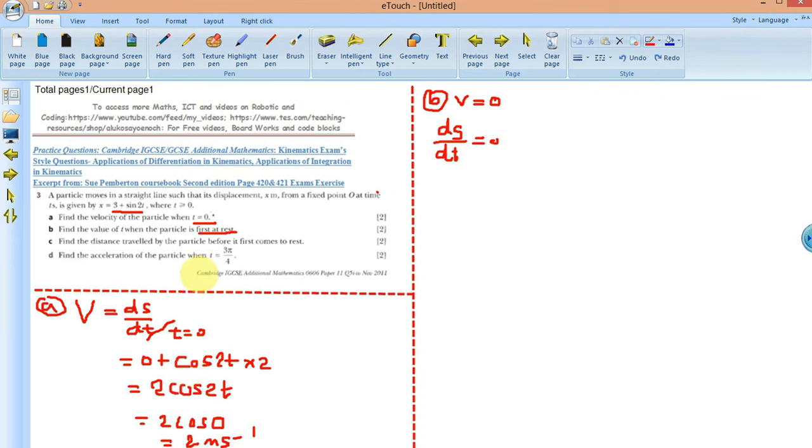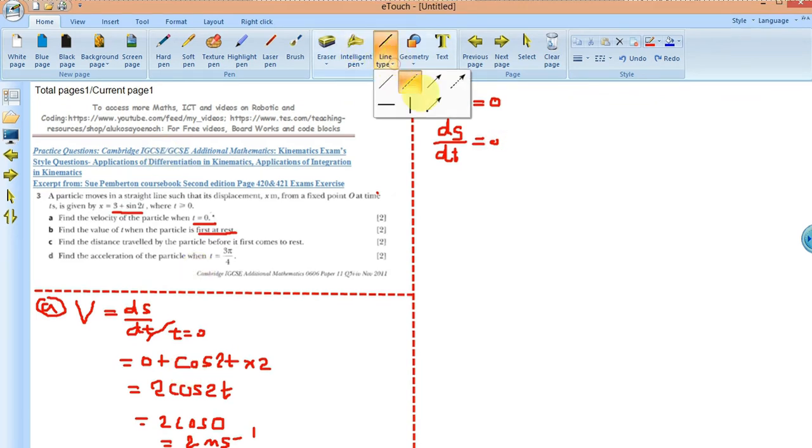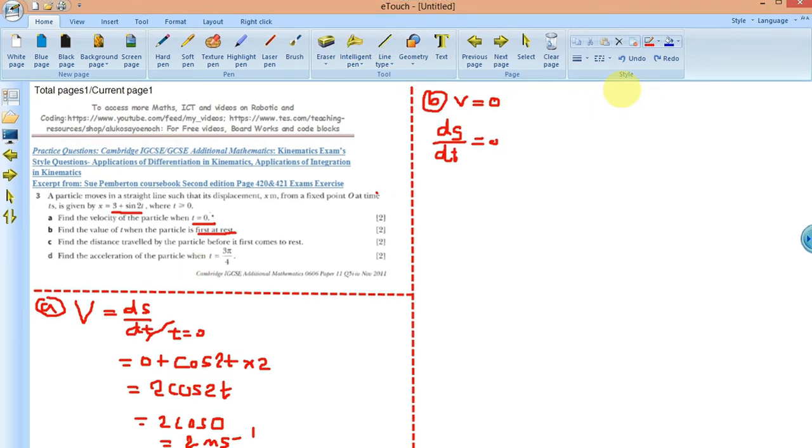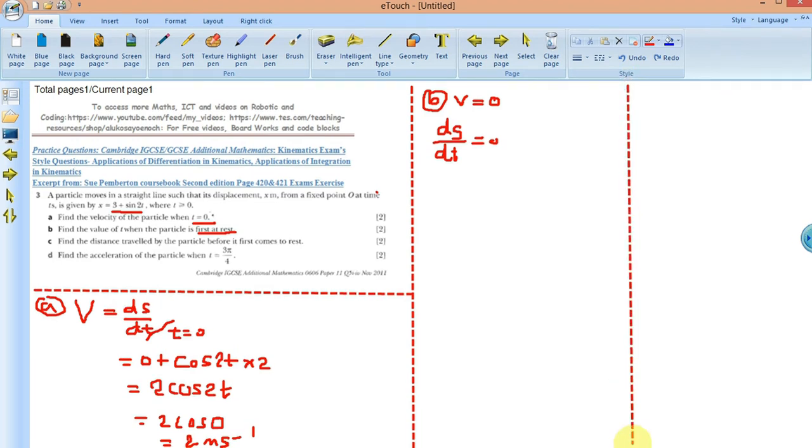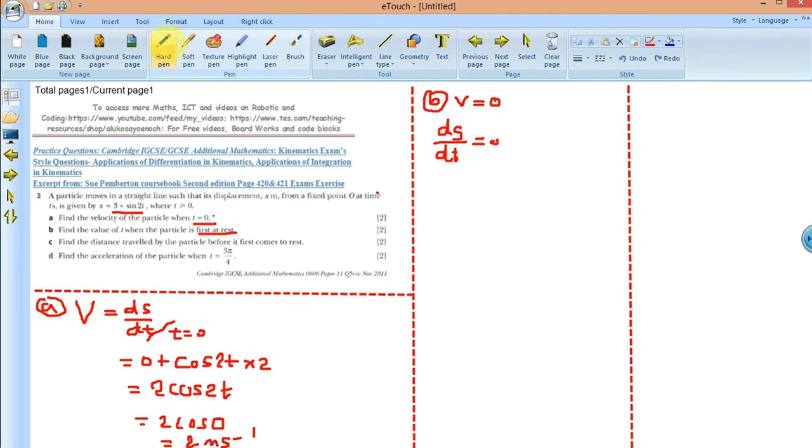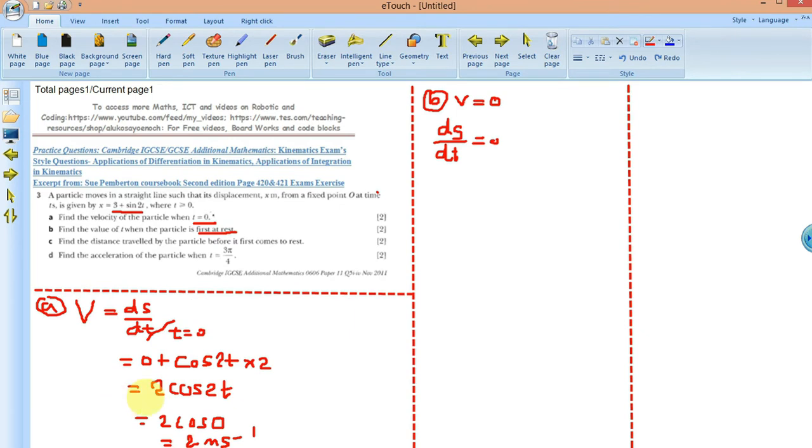From here, I need to demarcate this board again so that I still have space for C and D. Let's continue, guys. So I have my ds over dt here, which is 2 cos 2t. So 2 cos 2t equals 0. Don't forget that at that instant, velocity equals 0.